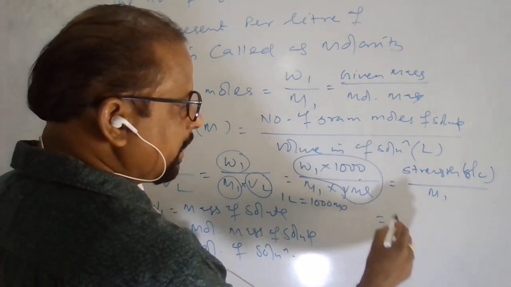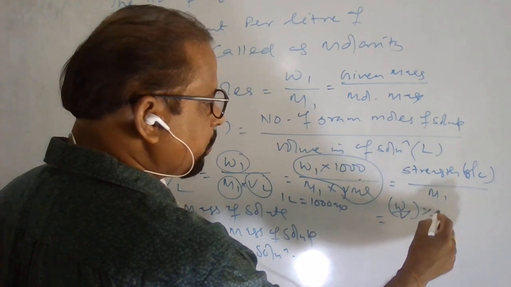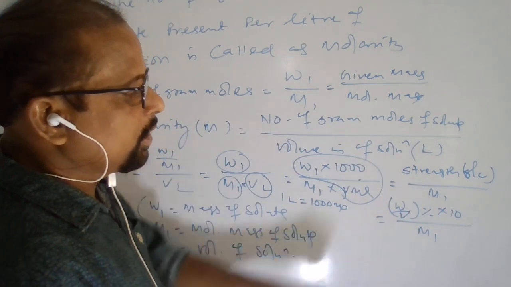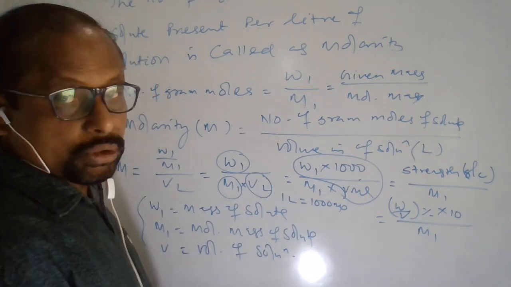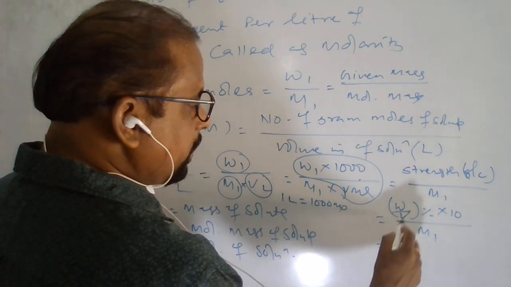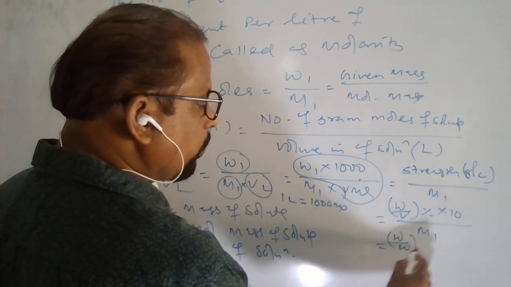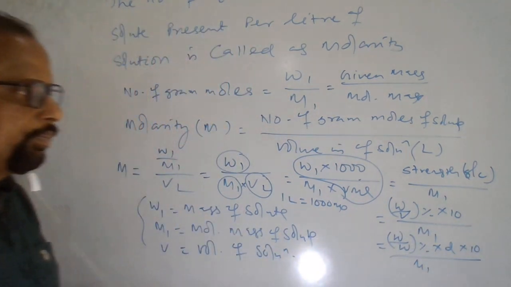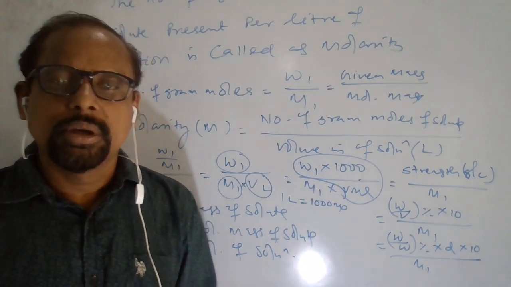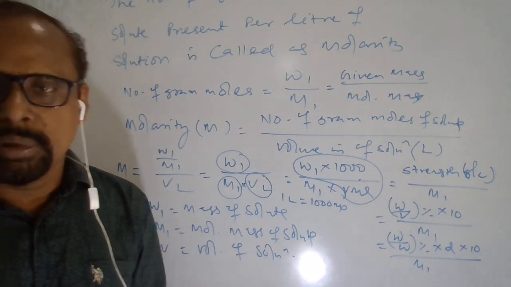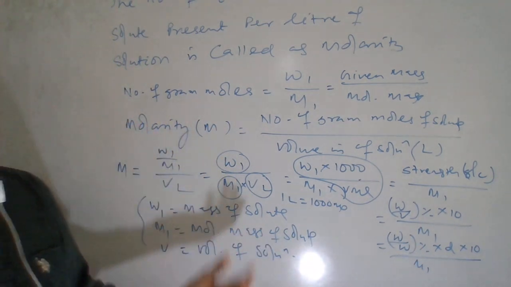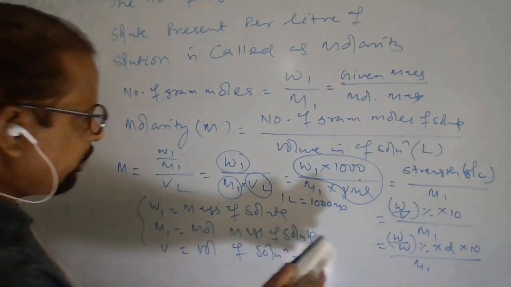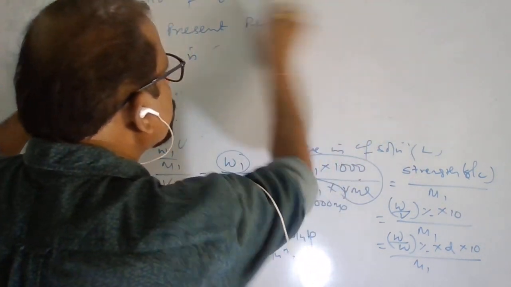So this W by V into 1000 is nothing but the strength in gram per liter. You know the strength in gram per liter is equal to the W by V percentage into 10. And the W by V percentage is equal to the W by W percentage into density. So molarity is the W by W percentage into density into 10 by M1. This is the molarity formula, and with the help of this formula we can solve many problems and calculations.